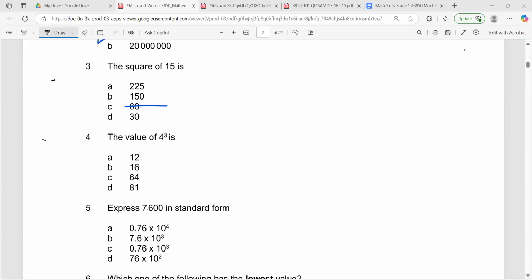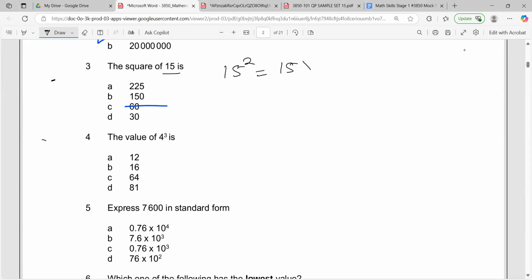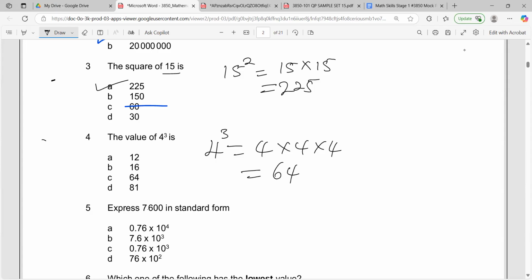What's the square of 15? So 15 squared means 15 multiplied by 15. So that will be 225. What's the value of 4 to the third power? That's a repeat one. That gives us 64.